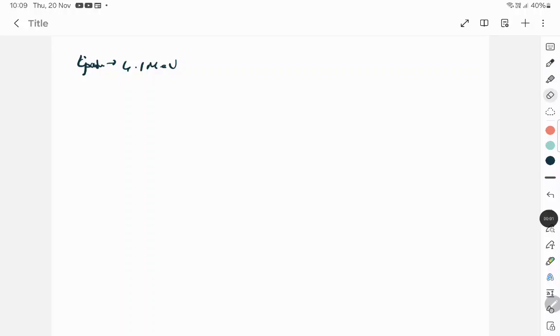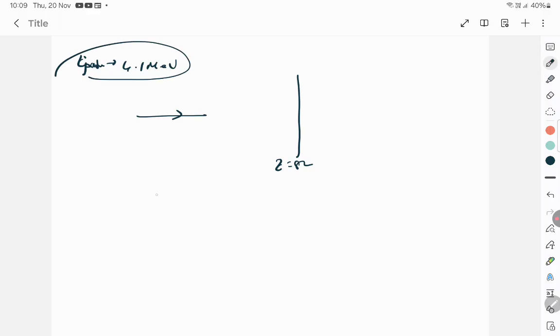A narrow beam of protons, each having energy of 4.1 mega electron volt, is approaching a sheet of lead. Instead of gold foil, it's going to approach a sheet of lead, and the atomic number Z is given to be 82. So when the proton is approaching, they've given the kinetic energy, and they ask you for the velocity.